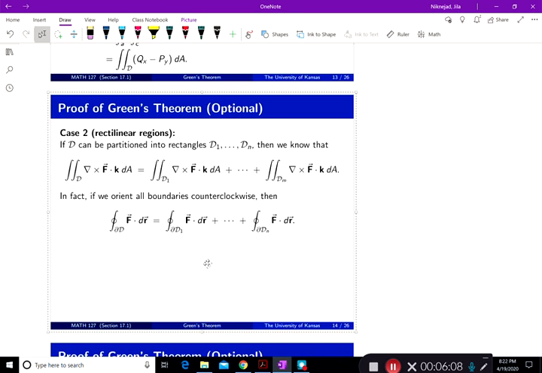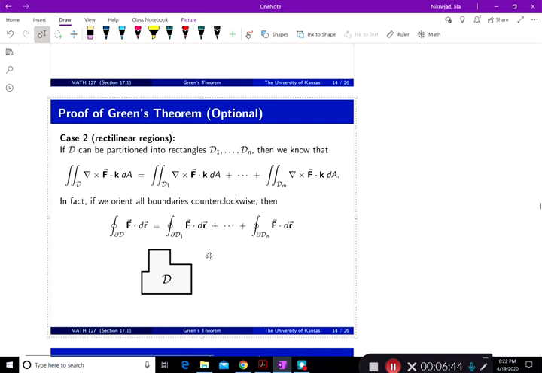Now let's discuss rectilinear regions. If I want to prove this theorem for those types of regions, first of all, the double integral breaks down immediately, because the double integral over such a region is going to be the summation of the double integrals over each rectangle. So that's the easy one to see. The next part is to show that the line integral is going to break down into those regions as well. And it turns out if I write it, it can be done like that.